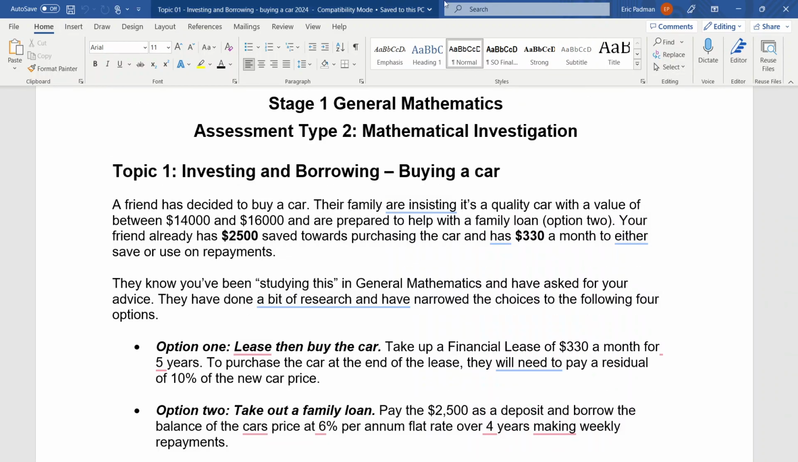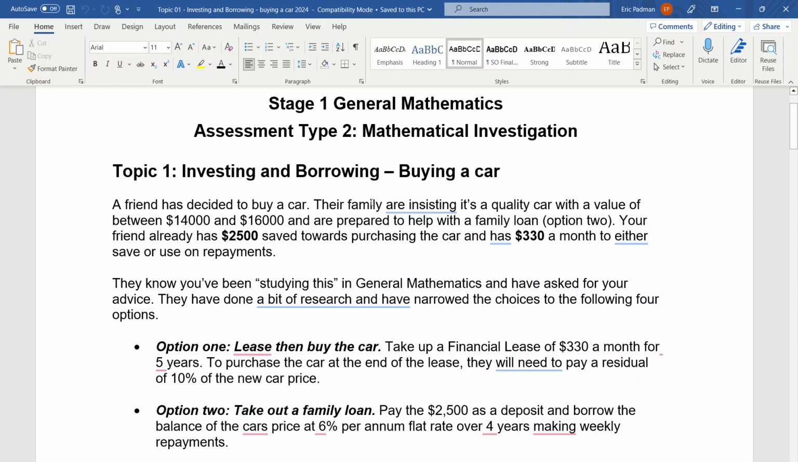Let's put some sort of display mode on this. Nah, let's not bother. Alright, so you've been doing work on investment and borrowing, and we're going to be looking at buying a car. So there's a type of loan, but there are different options to how you can get this. So a friend decided to buy a car.